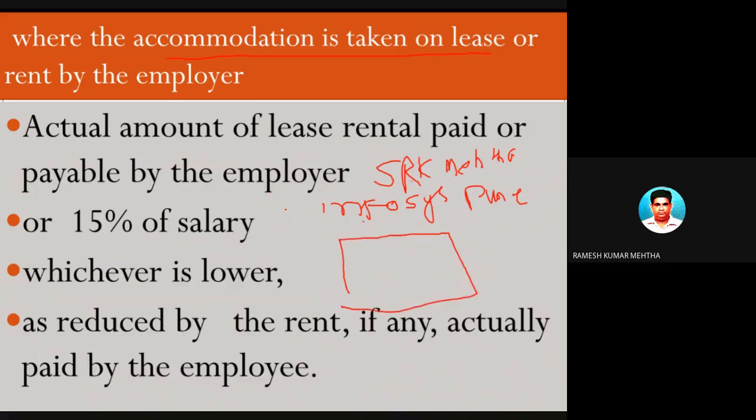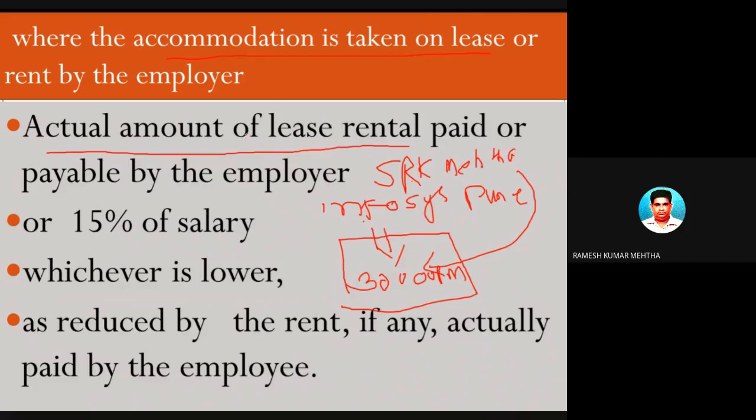This accommodation doesn't belong to Infosys. They have hired this accommodation from a third party, and to the third party they were paying 30,000 rupees per month. Who was paying? The employer, Infosys. And who is utilizing it? Ramesh Kumar Mehta is accommodated in this accommodation. Now, first you have to find out the value of the perquisite.